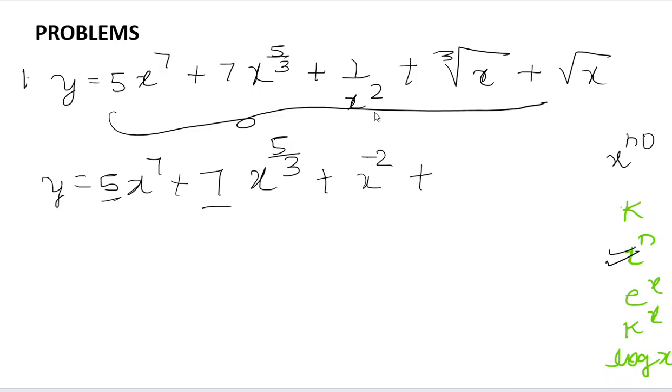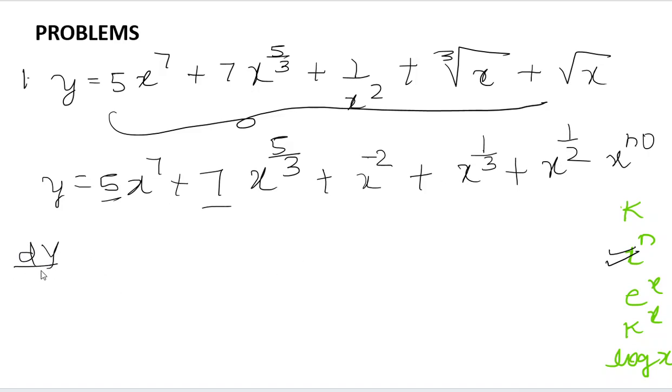Similarly, we convert this 1 upon x square into standard form by taking this 2 on top, and when we take it on top we have to put a minus sign. Similarly, this cube root will be replaced by 1 upon 3, and this square root will be replaced by half. Any cube root will get replaced by 1 upon 3, any square root will get replaced by half.